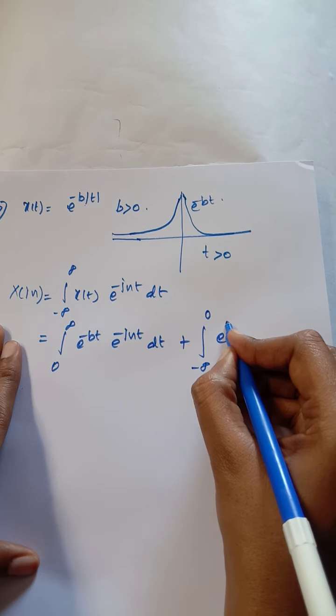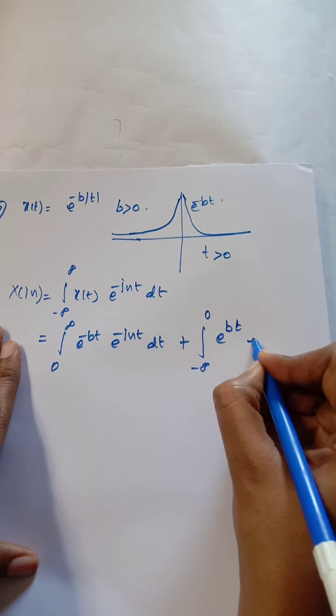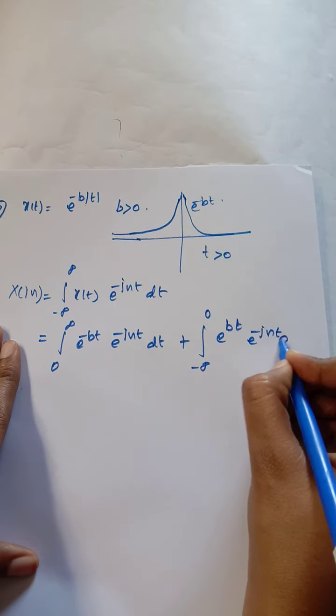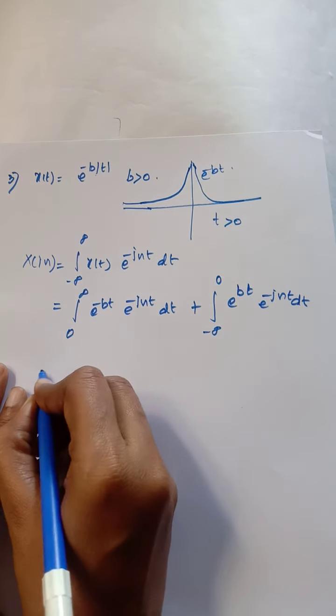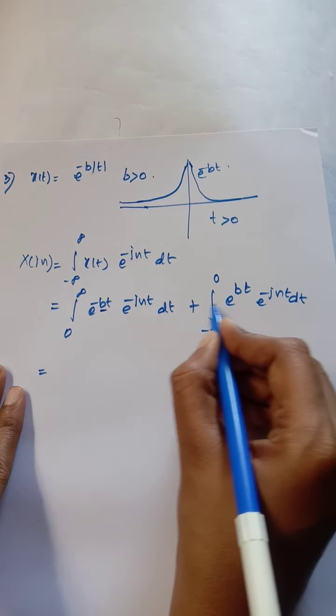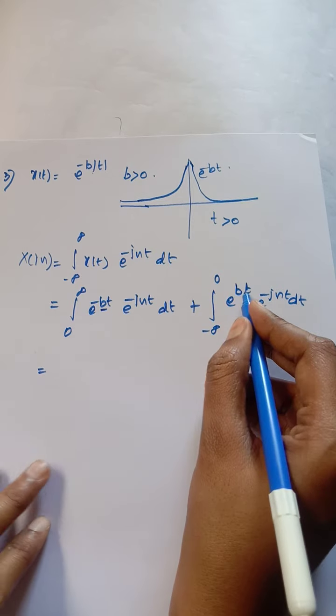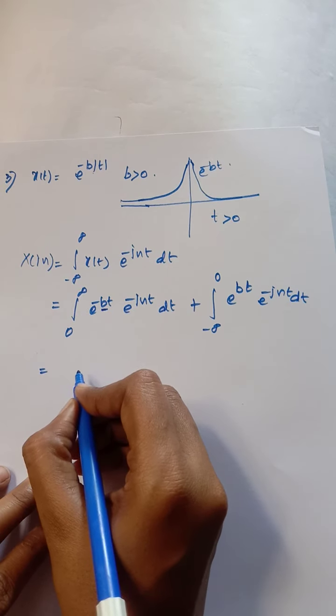So here you have to substitute, take for the negative value. So it is e power bt, e power minus j omega t into dt. So when you integrate it, do you understand, here we are considering the negative values, here we are positive values, here we are going to consider the negative duration. So I have split this integral.